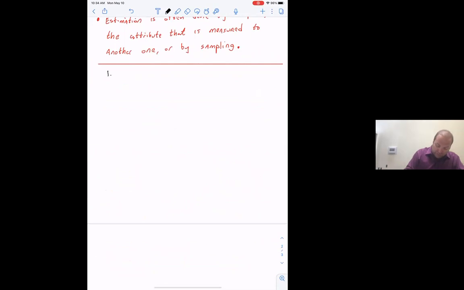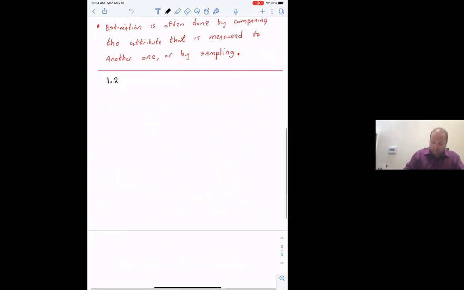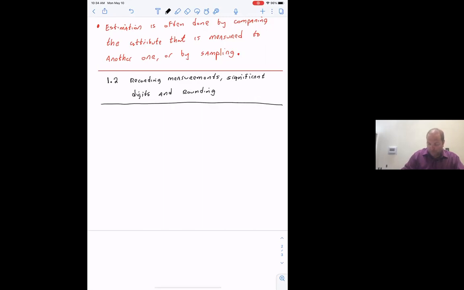This is still not yet in the HL curriculum, but it's a good preface to the HL curriculum. And for 1.2, we have recording measurements, significant digits, and rounding. And this section will be more mathematical. Recording measurements, significant digits, and rounding.